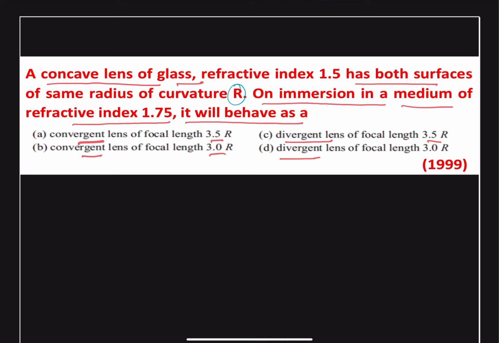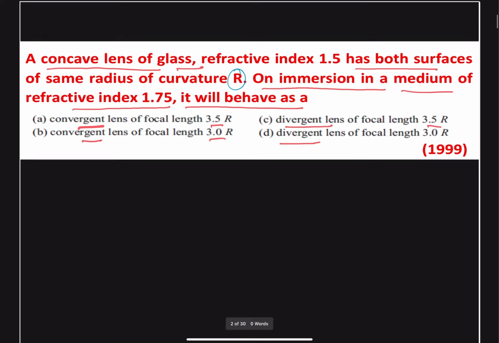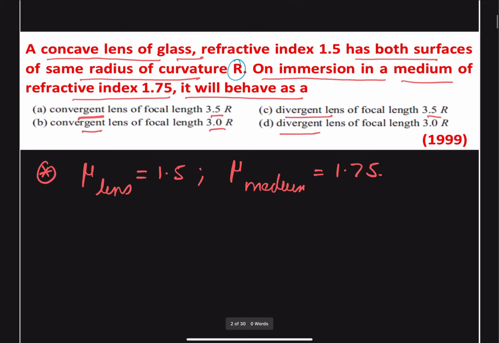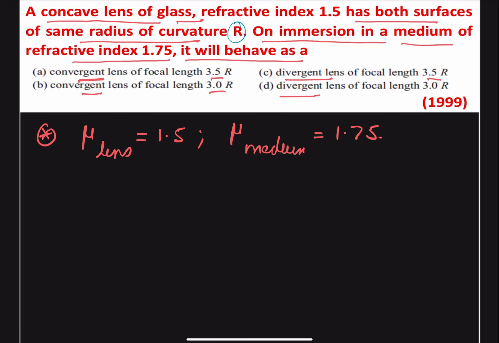So we are given the refractive index of the lens, which is 1.5, and the refractive index of the medium is given as 1.75, and the radius of curvature of both surfaces is given as r. So first of all we need to find the focal length.